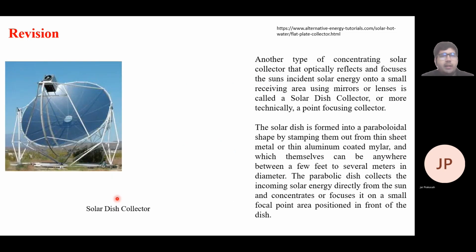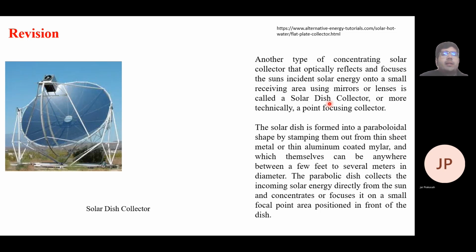So these are solar dish collectors. Okay, so on the left side you can see the diagram. There is a curved structure. You can see this is a mounting structure and this is a curved structure. You can see some mirrors or some lenses. So solar radiation is impinging on this, and it is reflected towards this receiver. Let's see how this works.